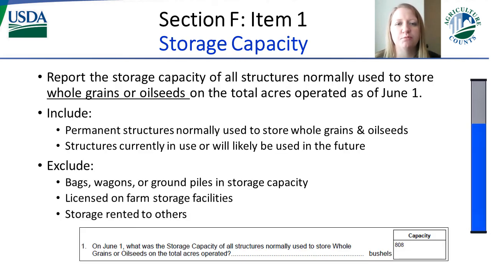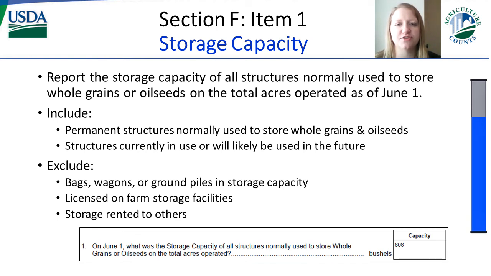In item 1, report the storage capacity of all structures normally used to store whole grains or oilseeds on the total acres operated on June 1st. The reporting unit, either bushels or pounds, is pre-printed on your questionnaire. Make sure to include only storage for whole grains and oilseed.